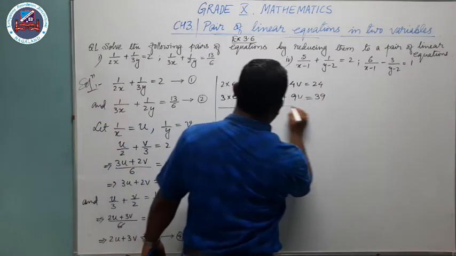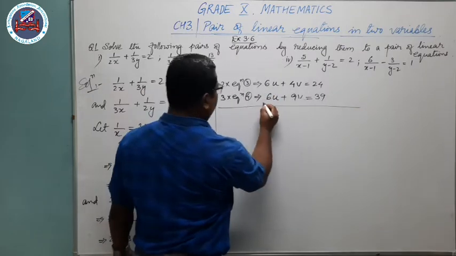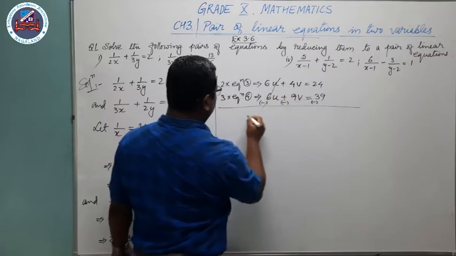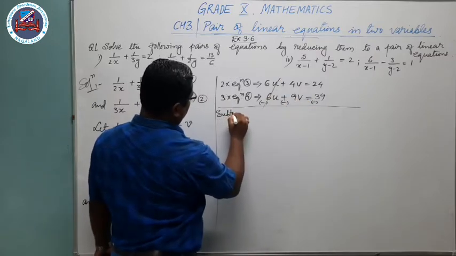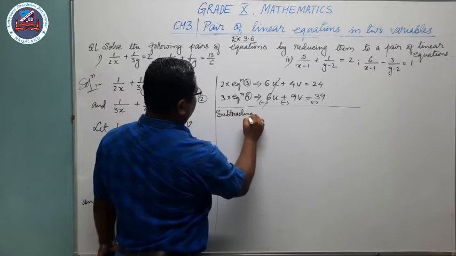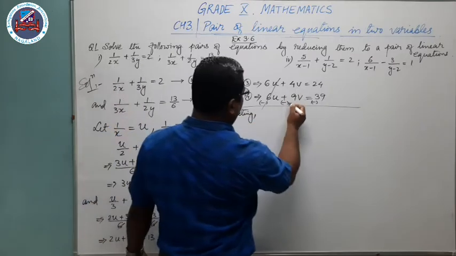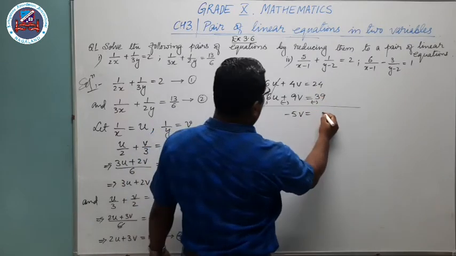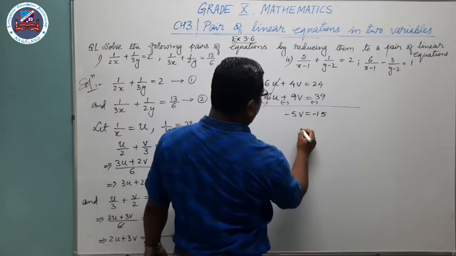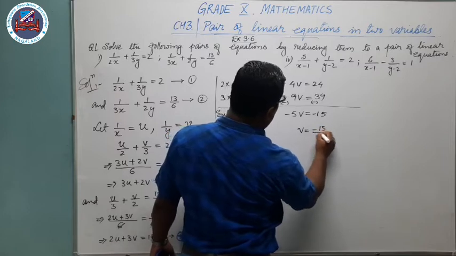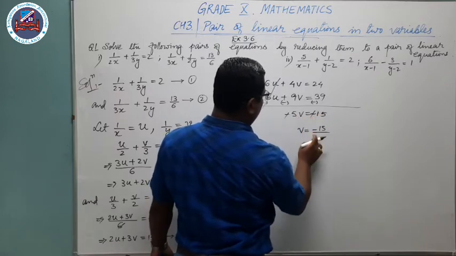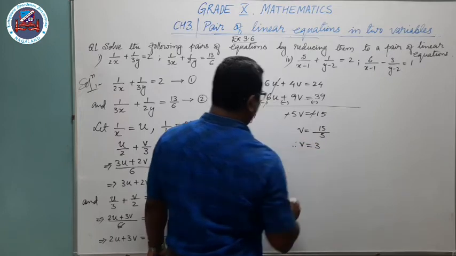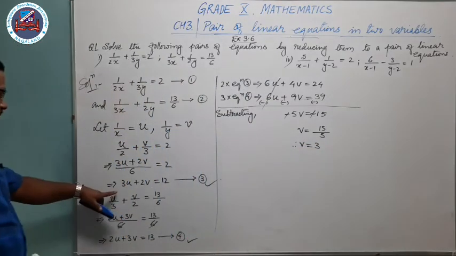After doing this, you will go for addition or subtraction. Here it will be subtraction. You have to change the sign to cancel them. Subtracting, 4 minus 9 is minus 5v, and 24 minus 39 is minus 15. v is equal to minus 15 divided by minus 5, you can cancel the minus. 15 by 5 will give us 3. After getting the value of v, put the value of v in equation 3 and get u.